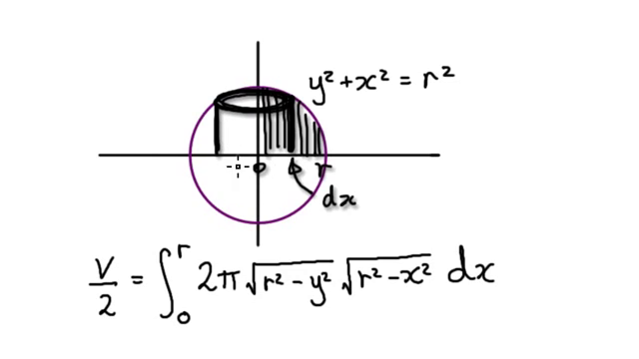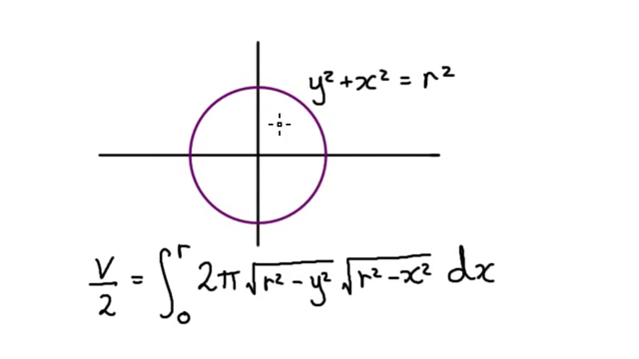Okay. So we're going to sum up all the cylinders. To work out the volume of this cylinder, we need to know this length here, the circumference all the way around here. Well, the circumference all the way around here would be 2 pi whatever this length here is.